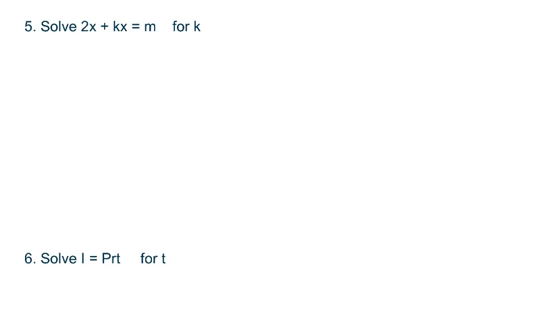Okay, let's try a couple more. Number 5, solve 2x plus kx equals m for k. So now we have two x's here in our equation, but we're not solving for x, we're solving for k. We're just solving for this k value. So anything not directly attached to k needs to go away first, and that would be obviously the 2x. So we're going to subtract 2x from both sides. So those will cancel. I'm left with kx on the left equals m minus 2x on the right.